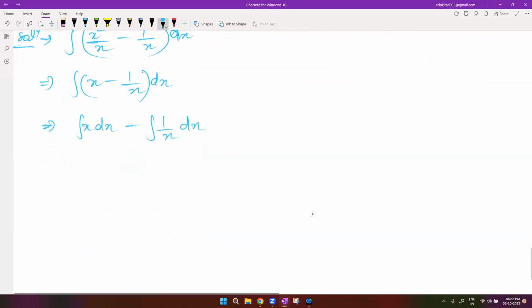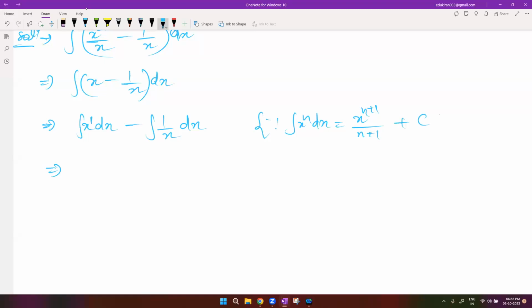Now, can we solve the integration of x dx? It would be x to the power 1, right? There is a rule for x to the power n: the integration of x to the power n would be x to the power n plus 1 divided by n plus 1, plus c. And can someone tell the integration of 1 by x? Anyone?